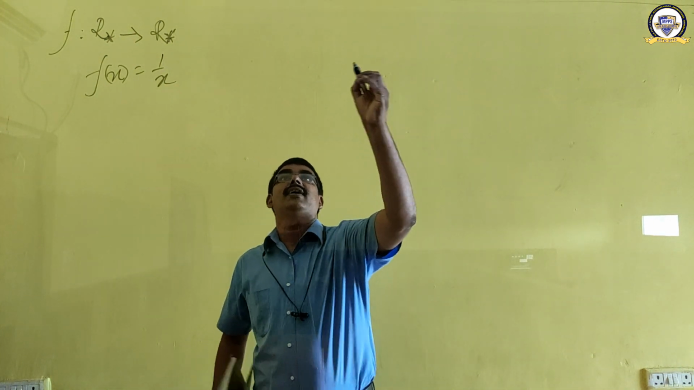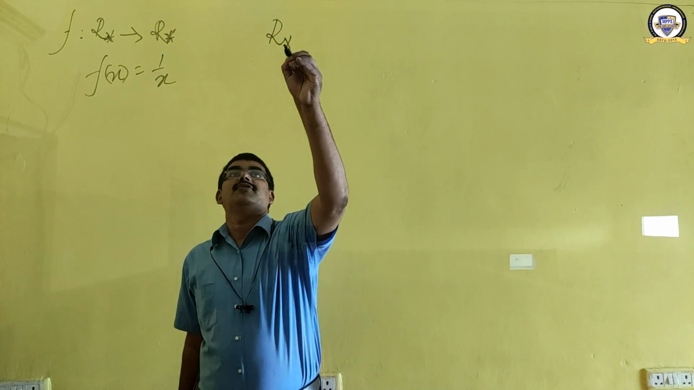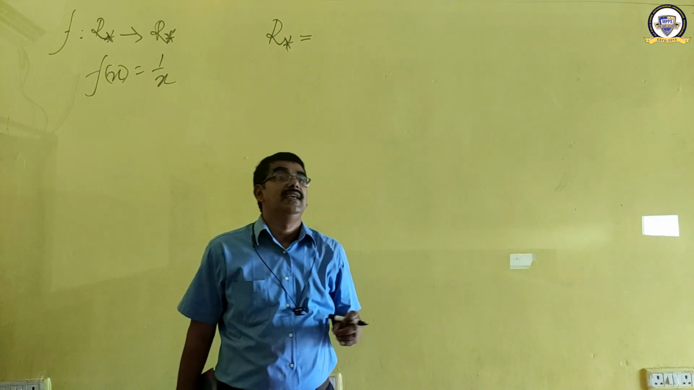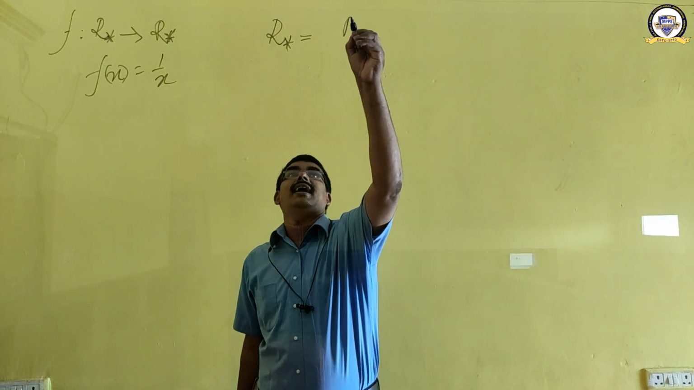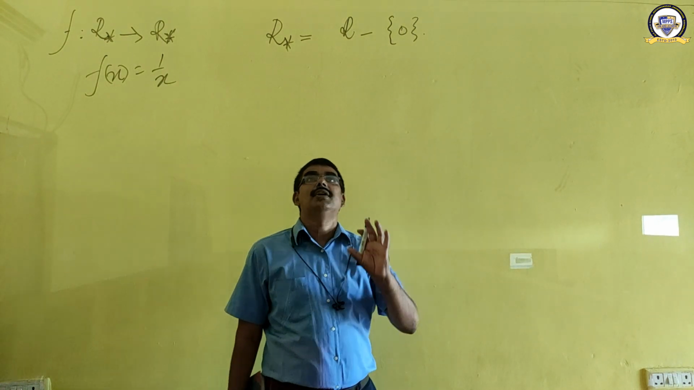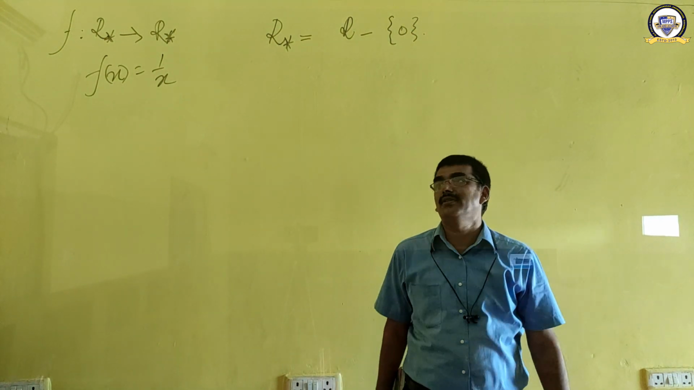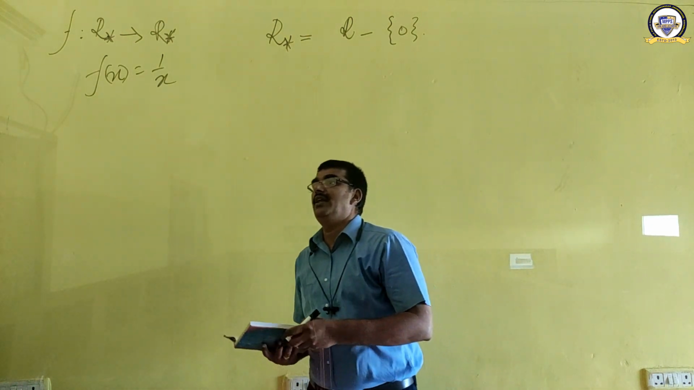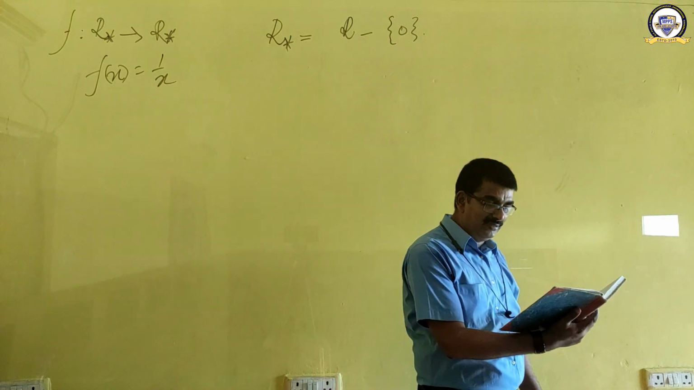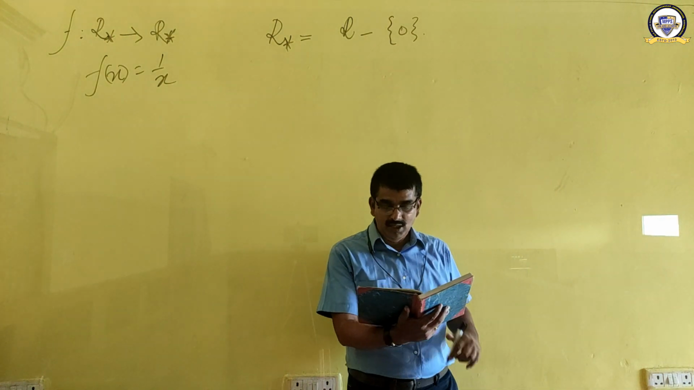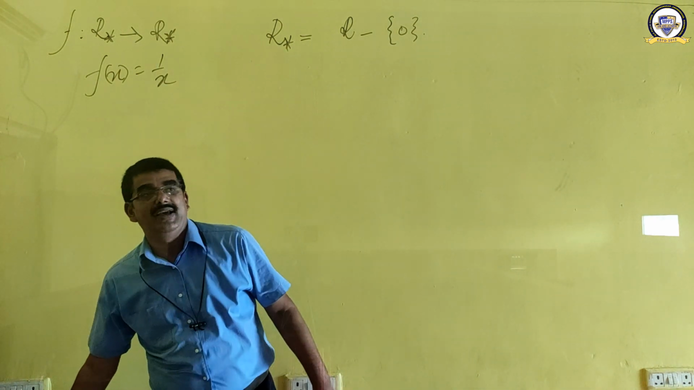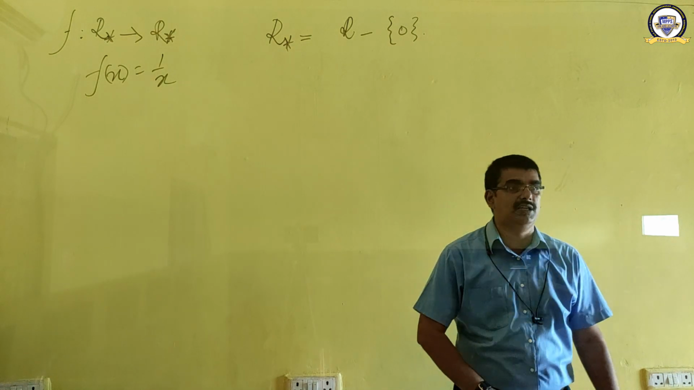R star, the question is defining this: R star is equal to the set of real numbers excluding 0. So we can write this as R minus the set {0}. And the function is defined as f of x is equal to 1 by x. Then you have to prove that it is one-one or onto. And one more part is there, that part we will see later on. First of all, we are going to prove whether this is bijective or not.